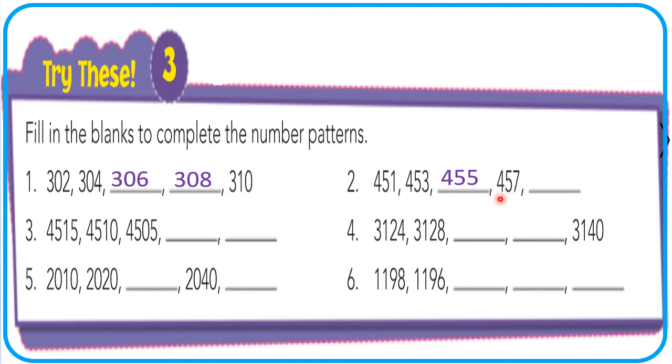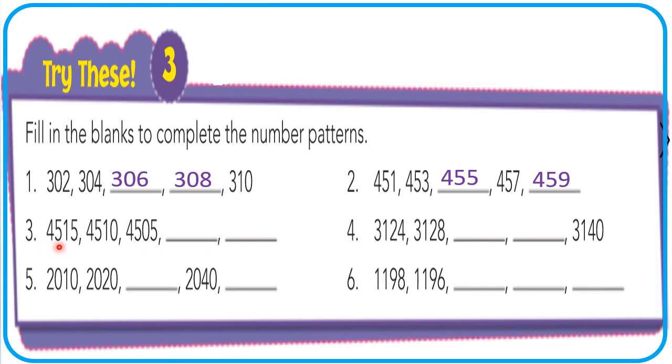That is 457 plus 2 is 459. Like this, understand the given numbers and fill the blanks given here.